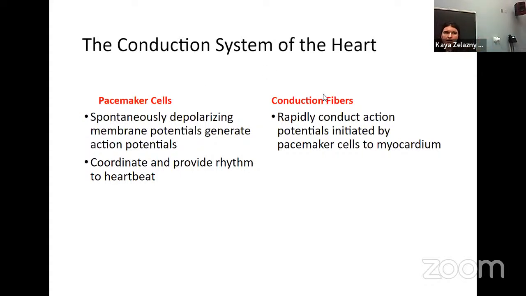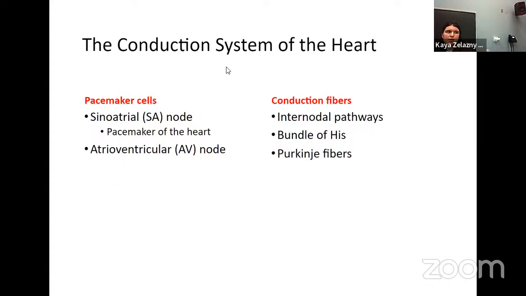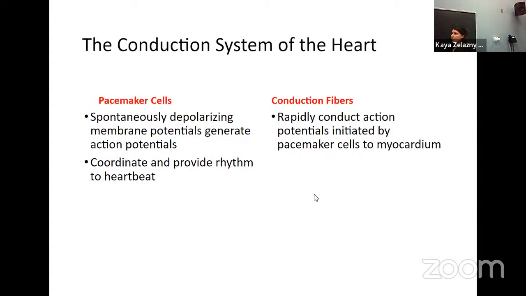We're going to do pacemaker cells, conduction fibers. So next time we're going to be naming the specific types of pacemaker cells and their locations, as well as the specific types of conduction fibers and their locations. So that's where we'll pick up next time. But that's it for today.